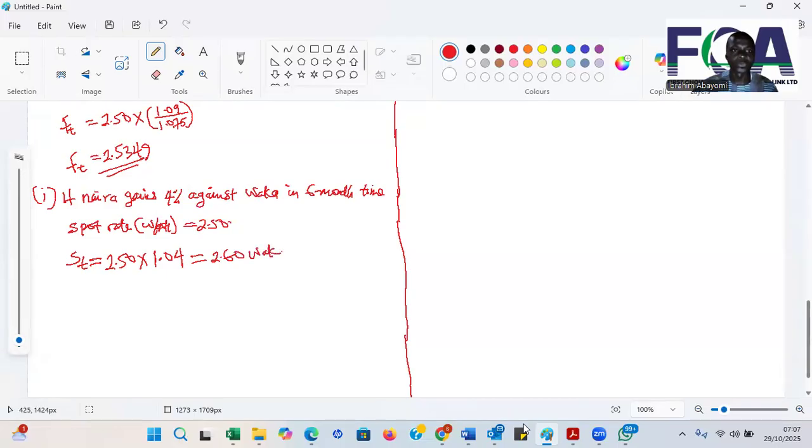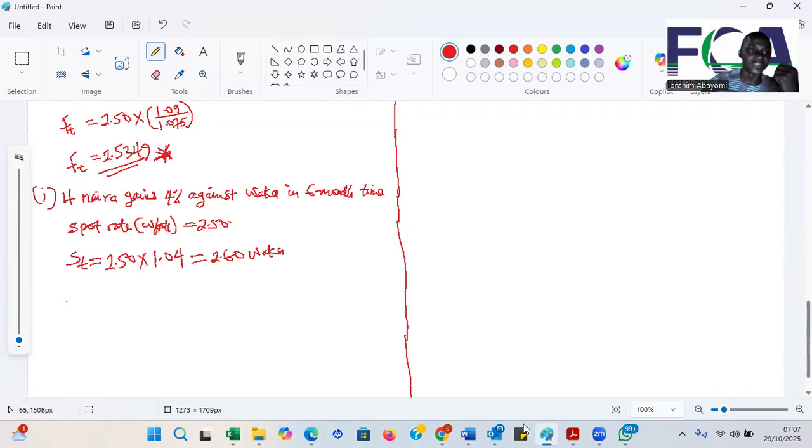2.60 Waka. Now, in 6 months, let me see if the company has actually gained. You know, we have locked in this price. This is the price we agreed. So we are committed. We must buy the dollar at this rate because it's a forward contract. It's a binding contract.